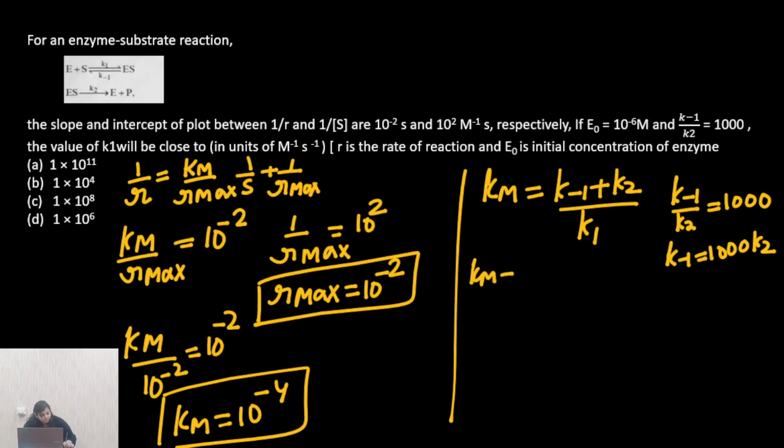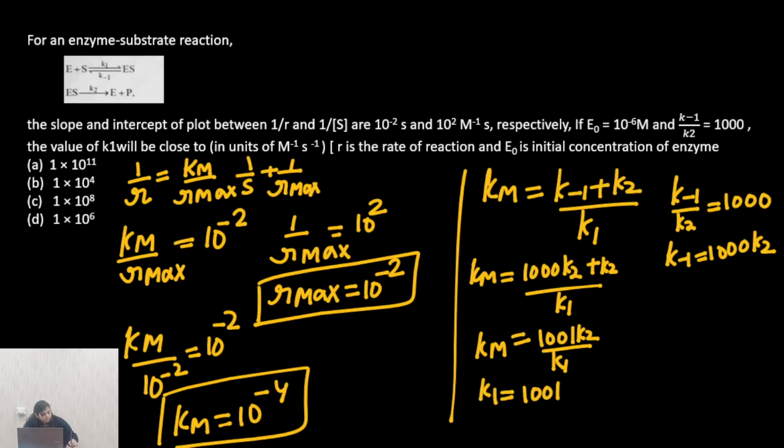Km value will be equal to 1000 times the K2 plus K2 upon the K1, right? It becomes 1001 times the K2 upon the K1. This is equal to the Km. Now K1 from here will be 1001 times the K2 upon the Km. Now this Km value we have calculated, but what we do not know is this K2 value. So let us find that.